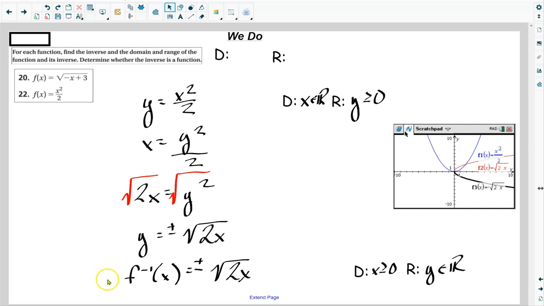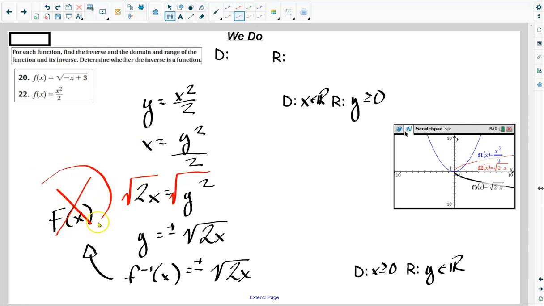Okay. So we can say that. Not a function. And if you go back to 20, where we were to determine if the inverse was a function, I'm pretty sure I forgot to include that step, f of x. We can absolutely say that it is a function. So take a look at your notes and confirm that as well.